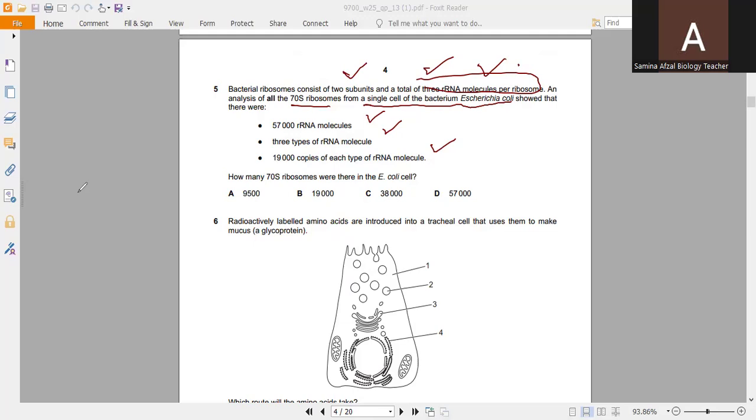So B is the correct option. Because there are three, we will divide the total number of RNAs by three, and then we will get the answer 19,000. So they will be equal to this. So this is the correct option.